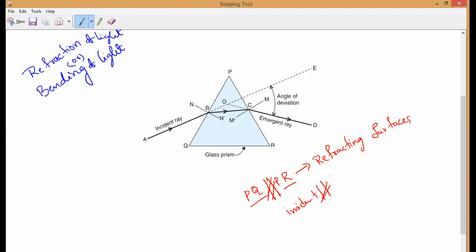Not parallel means this is the symbol. Not parallel to each other. So that is why the incident ray and emergent ray are also not parallel. Do you understand, Karthikeyan?